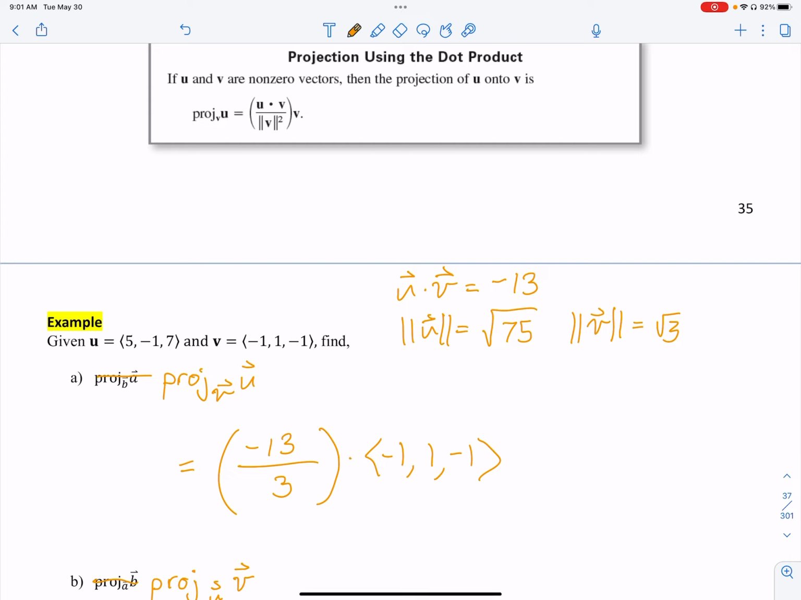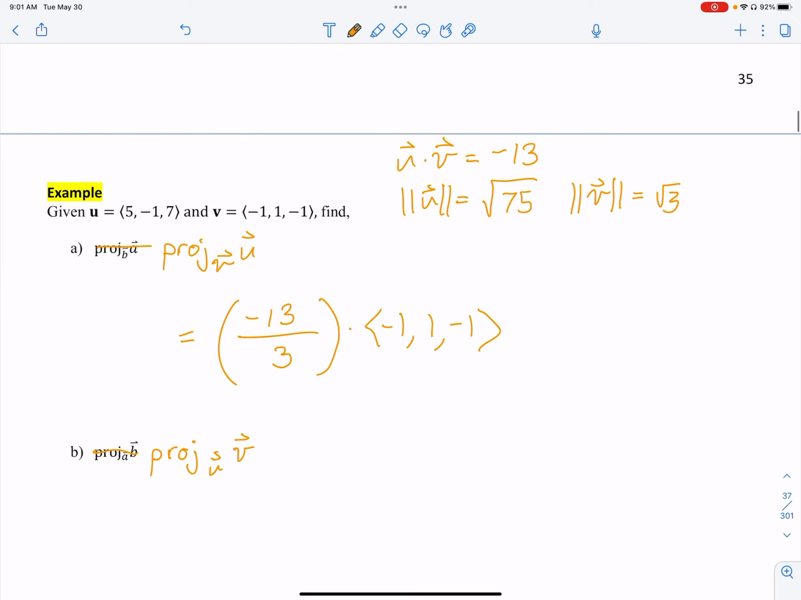All right, so we could just leave it like that. We could distribute it through. I guess I'll distribute it. We get 13 over 3, -13 over 3, and 13 over 3. That is my projection. If I wanted the component projection, I would just take the magnitude.